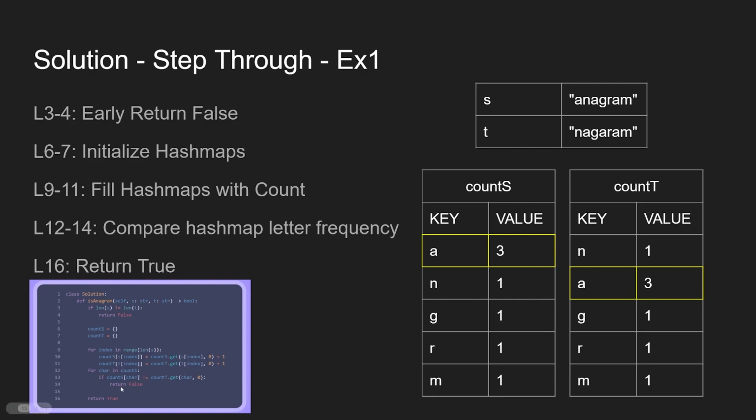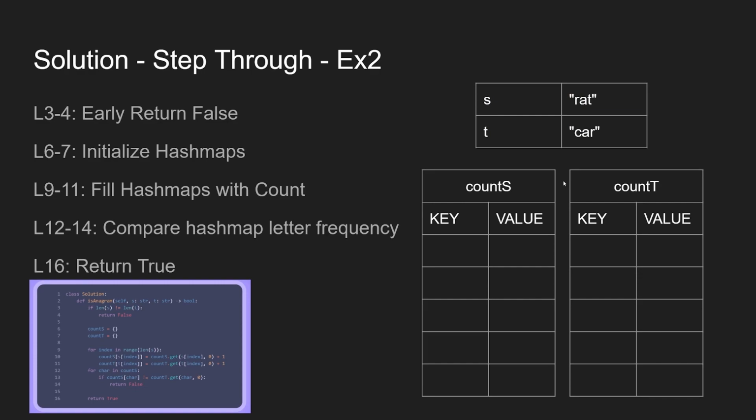But if we find a single value that does not equal, then we can return false early because we can tell that it's not an anagram, it's not valid. But if, for example, in this one, everything checks out, then we can return true at the end of the program. So S and T in this case, with these inputs, are a valid anagram.